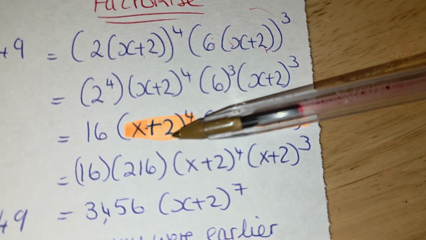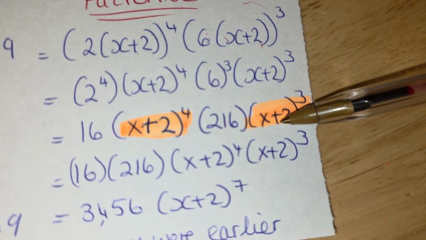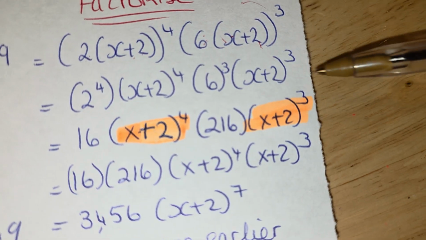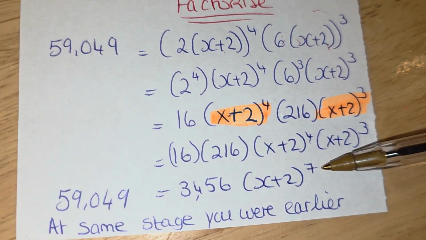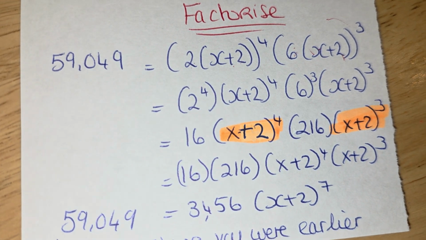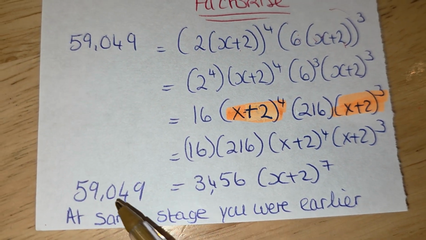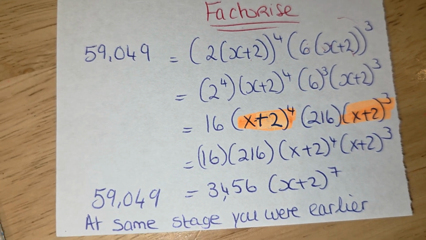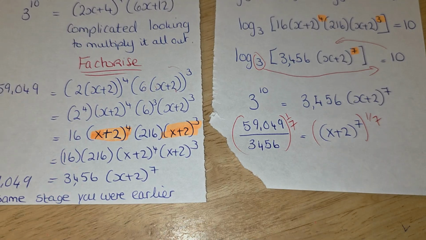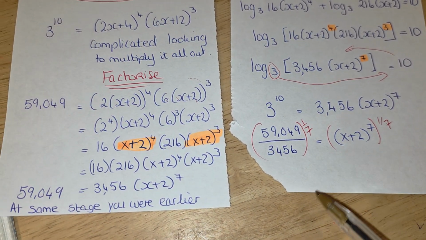And then if I multiply that bracket to the power of 4 by that bracket to the power of 3, I can apply rules of indices now because the brackets are the same. So add the powers, 4 plus 3 will give me a power of 7. And now I'm back to the stage I was when I did the factorization earlier on in the question. So divide across by 3,456 to get the bracket to the power of 7 on its own, and then you'd put both sides to the power of 1/7.